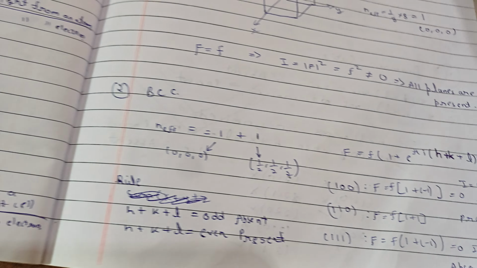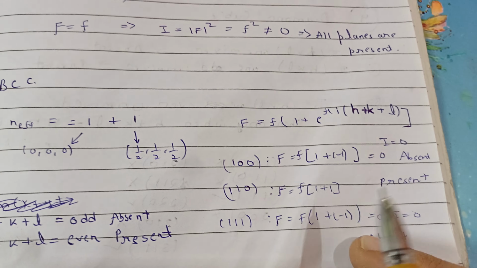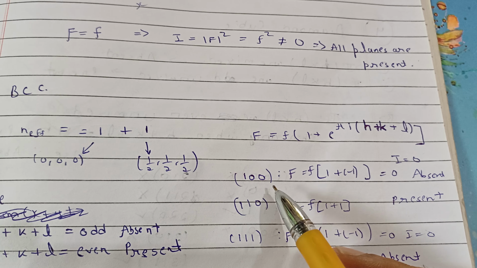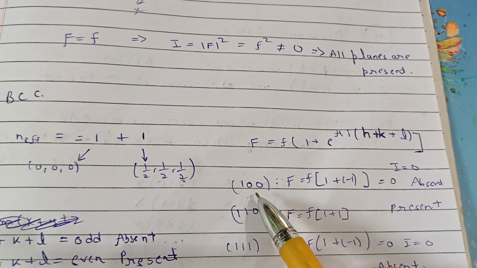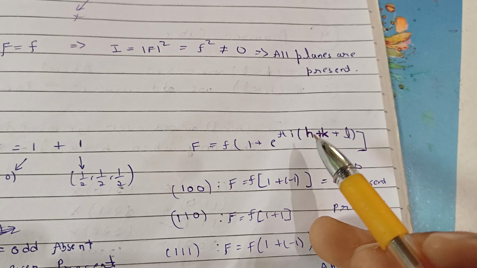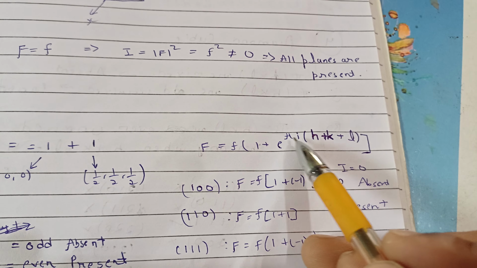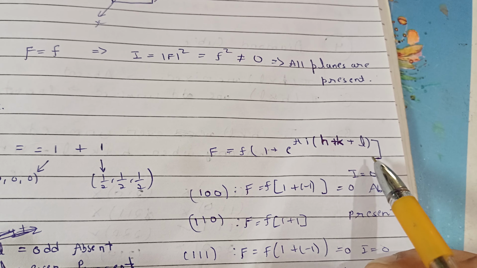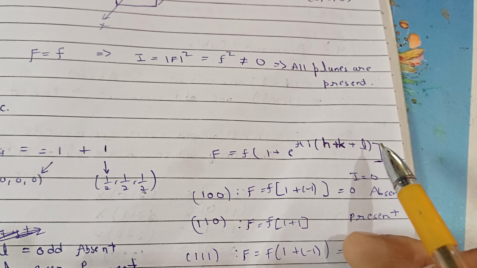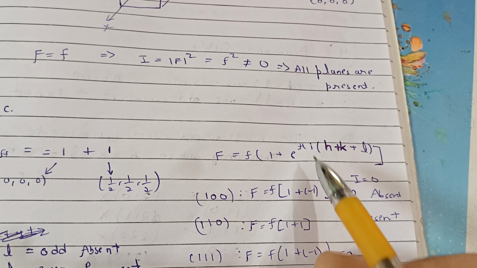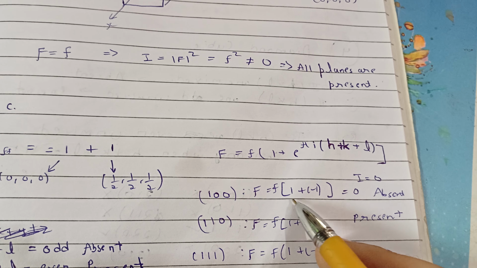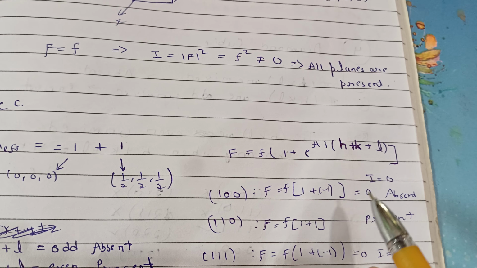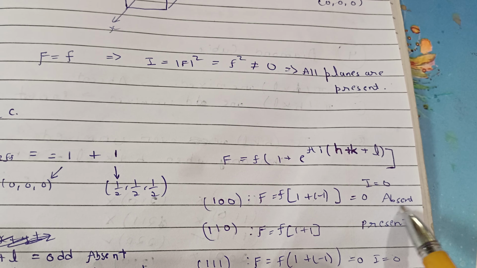Now let's see how we can determine whether any plane is present or absent. Let's say we have the plane 1 0 0. We substitute it here, and we get e to the power pi i. e to the pi i is nothing but cos pi plus i sin pi. Sin pi is 0, so it gives only cos pi, which is minus 1. So 1 minus 1 will be 0. So we get F equal to 0, the intensity will be 0, and we say that the plane is absent.